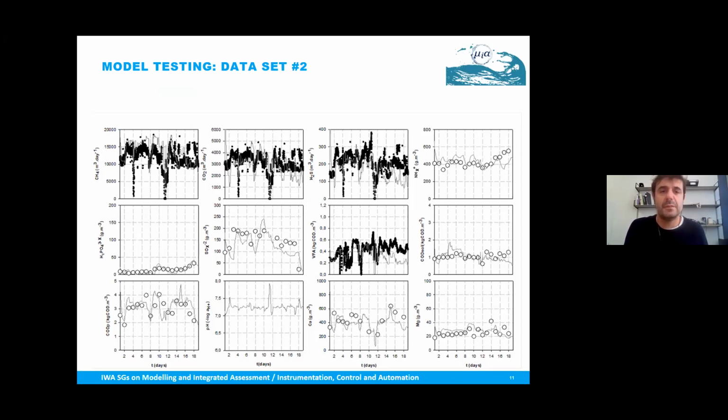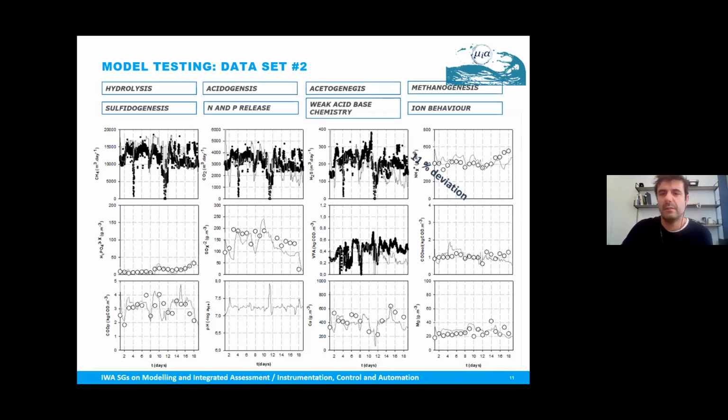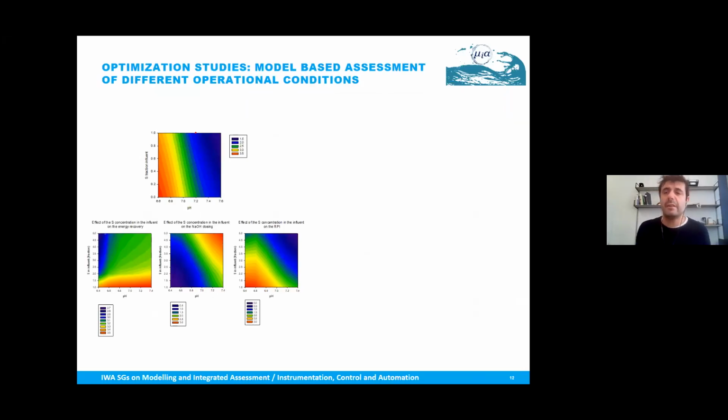We had a second data set as well. Again, in black we have the measurements, and in gray the simulations, for methane, CO2, H2S, ammonia, phosphate, sulfate, VFA, COD soluble and particulate, pH, calcium and magnesium. Again, we could describe most of the biochemical processes considered in ADM1: hydrolysis, acidogenesis, acetogenesis, methanogenesis, sulfidogenesis, nitrogen and phosphorus release, weak acid-base chemistry, and ion behavior. And the deviation was also very low, 11% between measurements and simulations. So we have a calibrated model now.